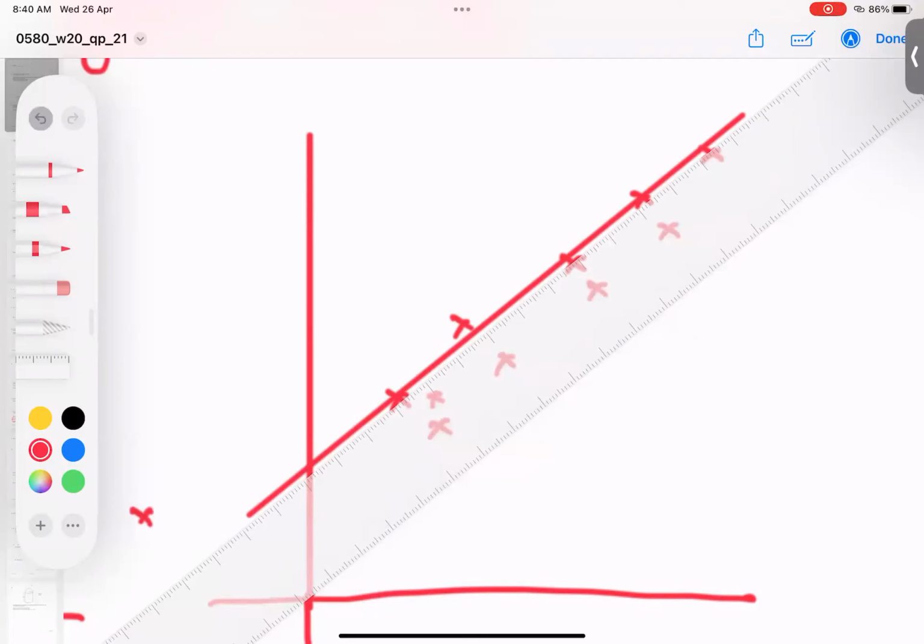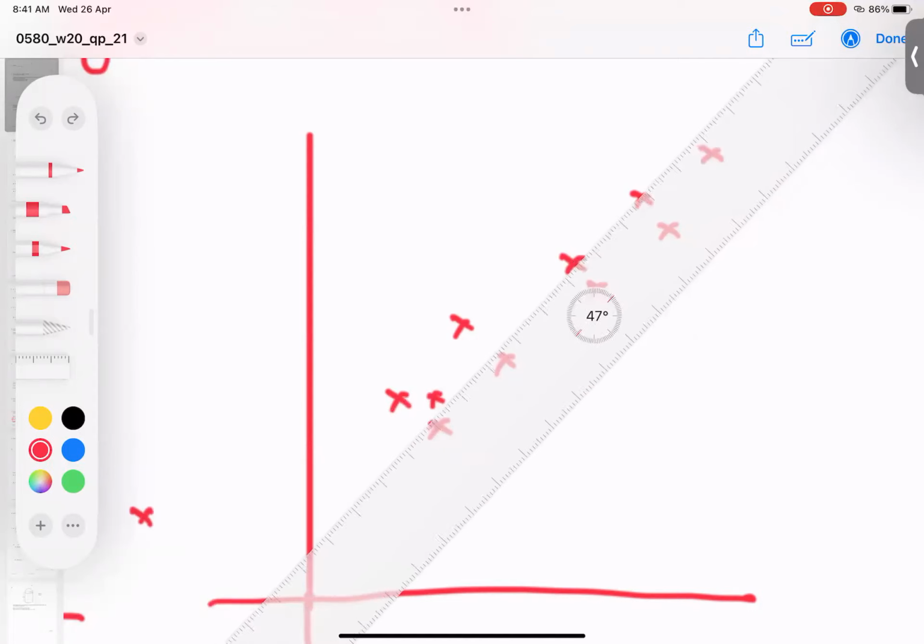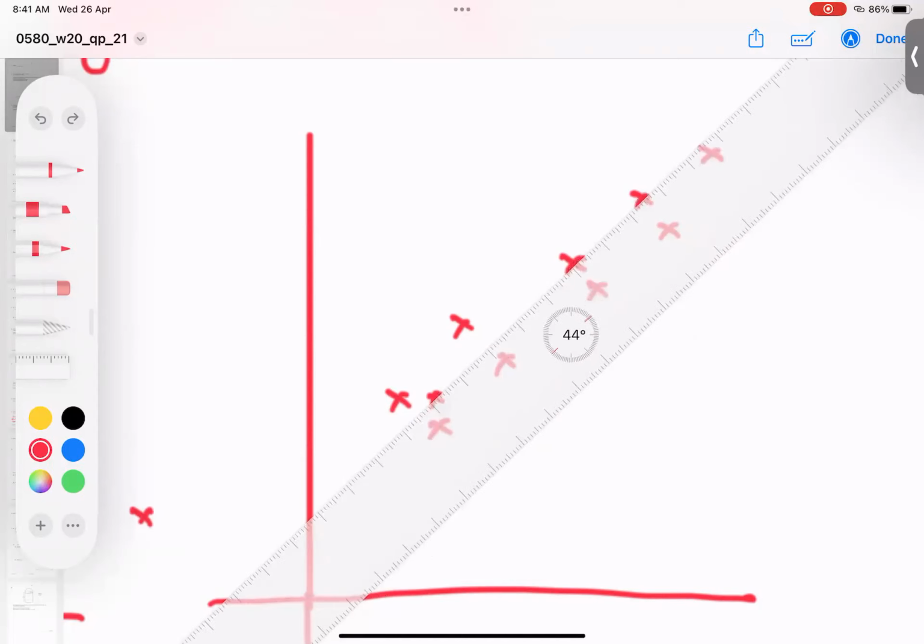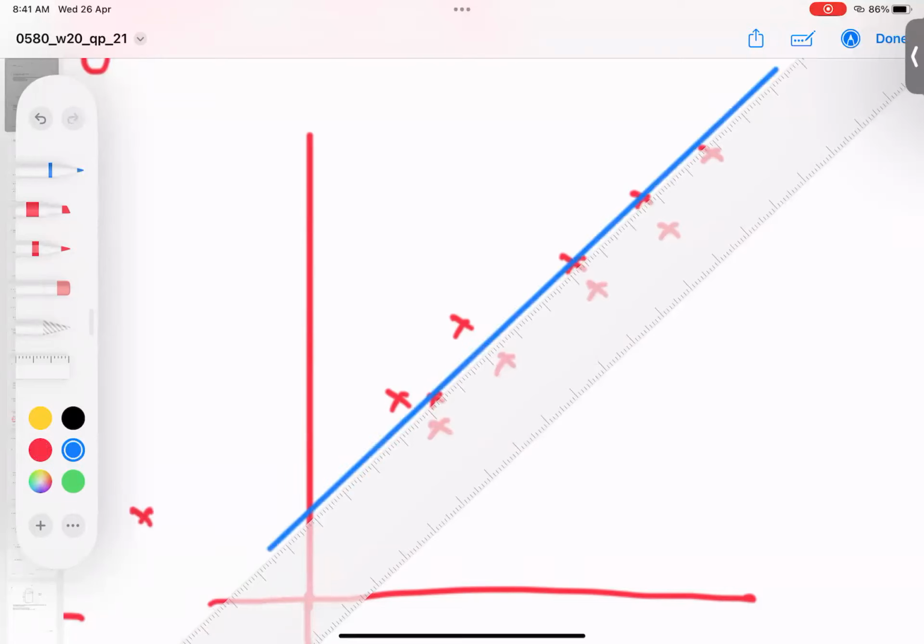Why is it a good line? We have two criteria. Number one, the maximum number of points should come on the line. Number two, how many points are above the line? The same number must be below the line. So if I choose this criteria, see students, I'm choosing this line. I'm choosing now this line. I believe you understand now.